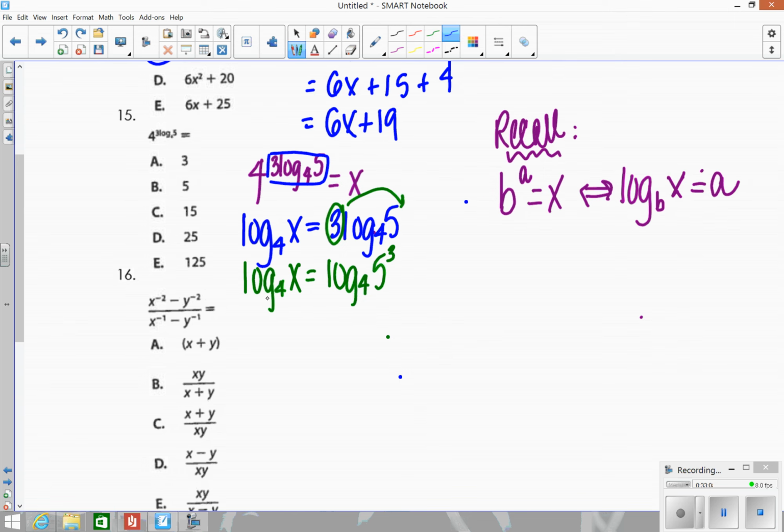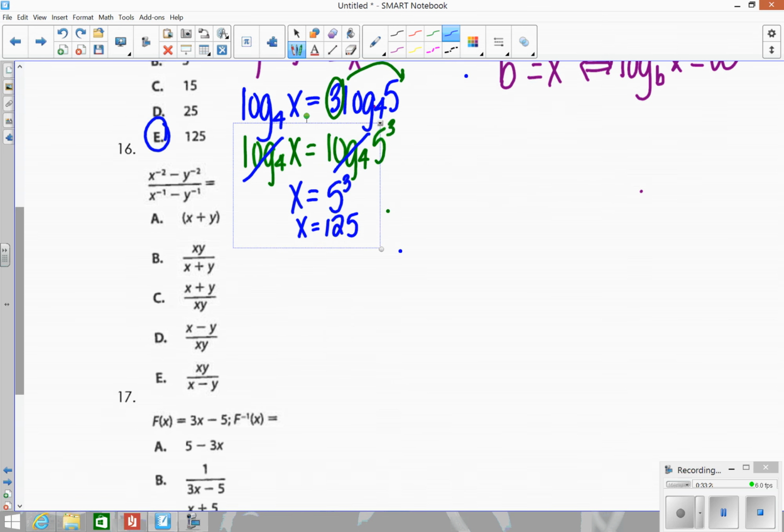So now if you look, we have log base 4 on both sides. So those cancel, and we're left with x equals 5 to the third. So x equals 5 to the third, well, x equals 125. If you raise 5 to the third, you get 125.